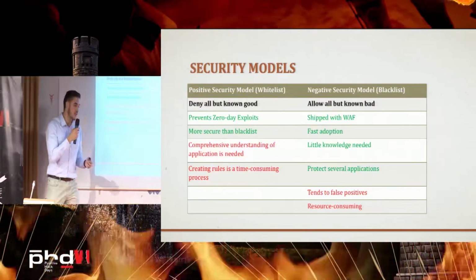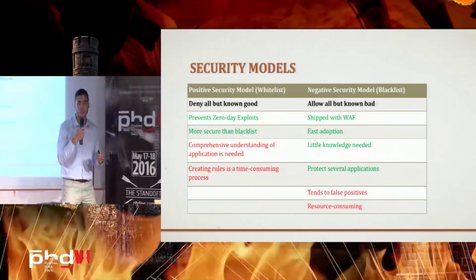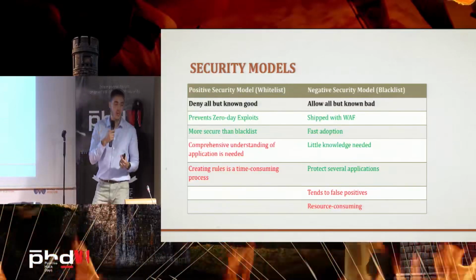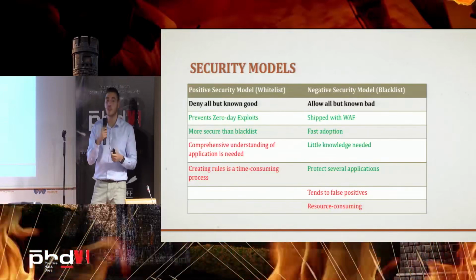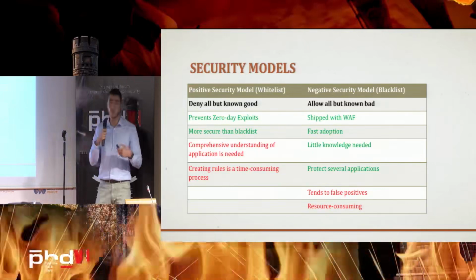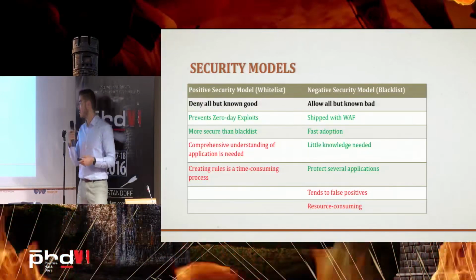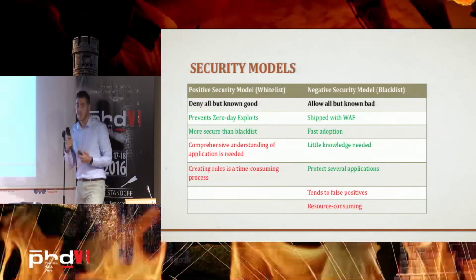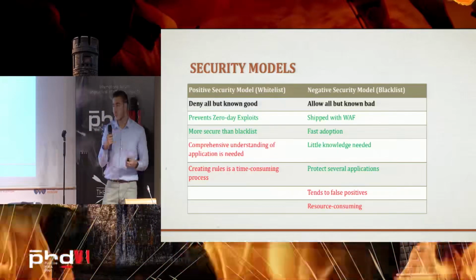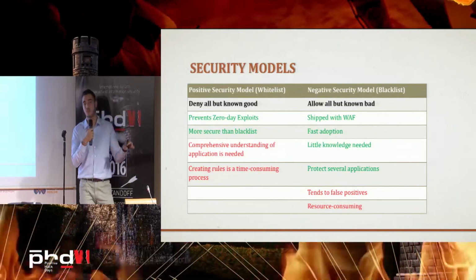The problem with the whitelisting model or the positive security model is that if you want to write rules for the WAF, you have to know what an application does, how it works, and you have to know every function and every parameter and write rules for it. So you need a very comprehensive understanding of the application. And the second and also big problem is it is very time consuming. So if someone wants to write rules for an application, he will need a lot of time, and he can use these rules only for this application.